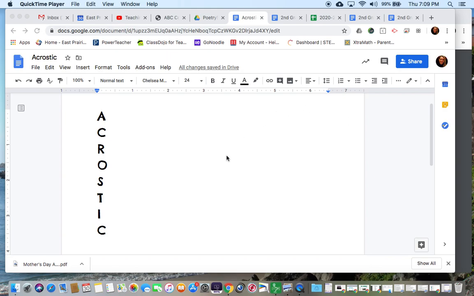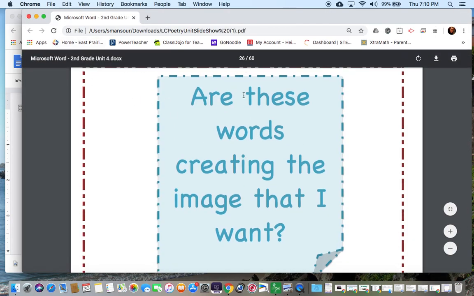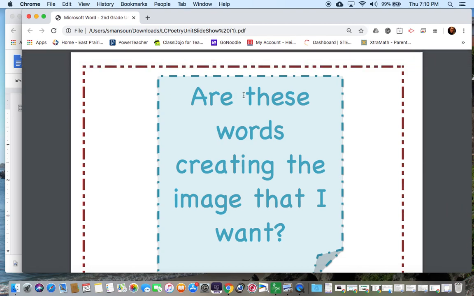And if you remember, an acrostic poem is where you use the letters of the word that you are going to write about, the object or the person. And then with the first letter in each line, you continue on with a word or a phrase that has something to do with that. And so I'm just going to give you an example. And we want to make sure that we are creating the images that we want when we do this.